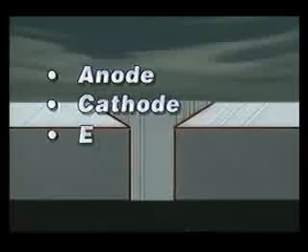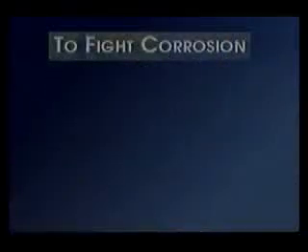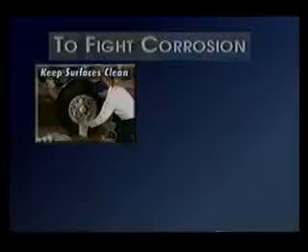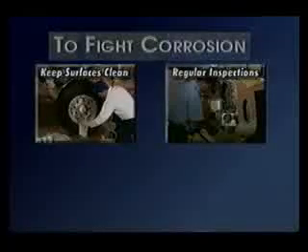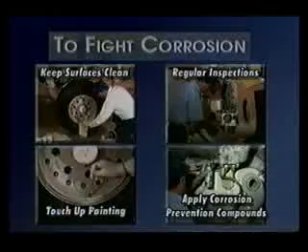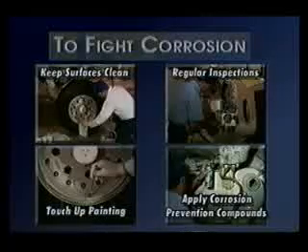Eliminating any one of the four corrosion-causing factors, the anode, the cathode, the electrical path, or the electrolyte, will stop or prevent corrosion. Stopping one or more of these factors can be accomplished by keeping the aircraft surfaces and components as clean as possible, regularly inspecting all surfaces, touching up any breaks in the paint, and frequently applying effective corrosion preventive compounds. Regularly scheduled maintenance and inspections are the key components of any effective corrosion prevention and control program.